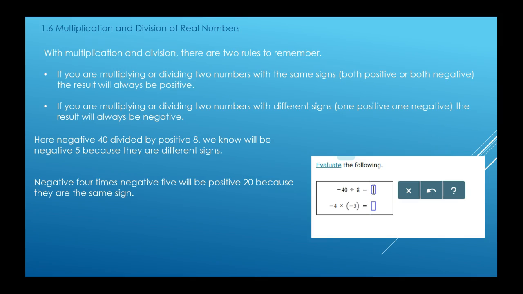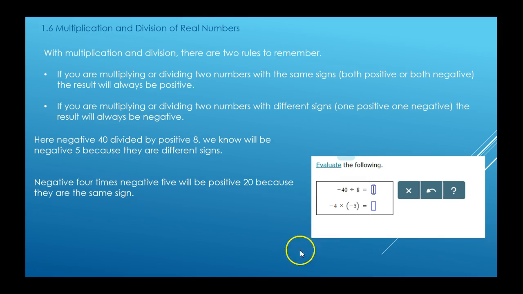Okay, so multiplication and division of real numbers. There are two things to remember. If you're multiplying or dividing the same sign, if you're multiplying two positives or two negatives, if you're dividing two positives or two negatives, your outcome will always be positive. Now, if you're multiplying or dividing two numbers with opposite signs, meaning one's going to be positive, one's going to be negative, your outcome will always be negative.